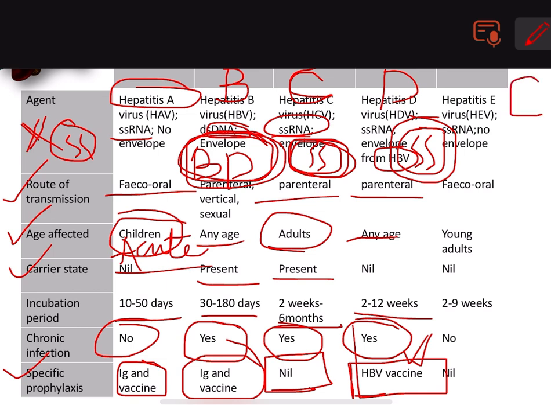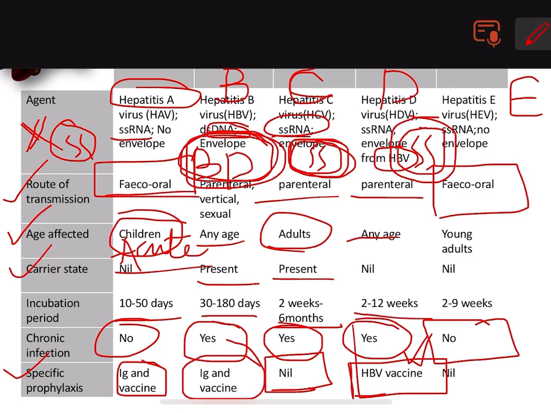Then comes hepatitis E. There is some similarity between A and E: both of these are acute infections and the transmission is fecal-oral. This is the similarity. A and E, fecal-oral, and acute. Specific prophylaxis is nil. Carrier state is nil. It usually affects young adults, and incubation period is 2 to 9 weeks.